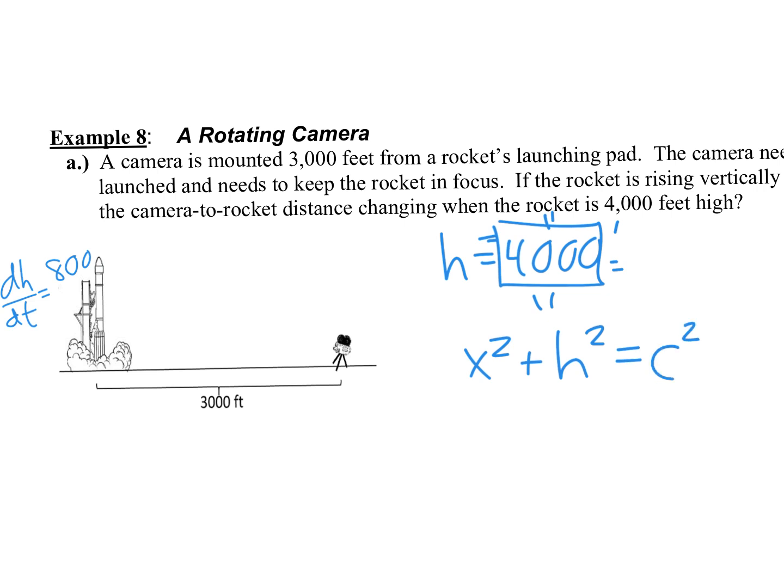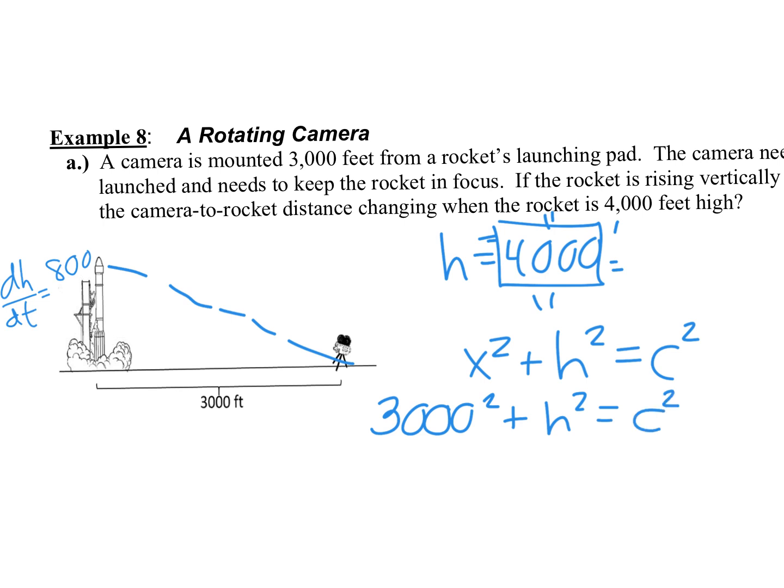c squared. There's a formula. All right, there we go. And I guess the camera's on the ground. So x squared plus h squared equals c squared. Are any of those constant? Yeah, 3,000 is constant. So I don't really want to take the derivative of x squared because it's going to be 3,000 later anyway. So I'm going to change it now. 3,000 squared plus h squared is equal to c squared.